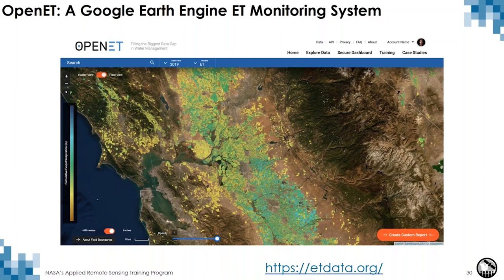So this project, called OpenET, is still under development. I have the link there if you want to start taking a look at it, but over the next couple of years, you'll start to hear more about this.